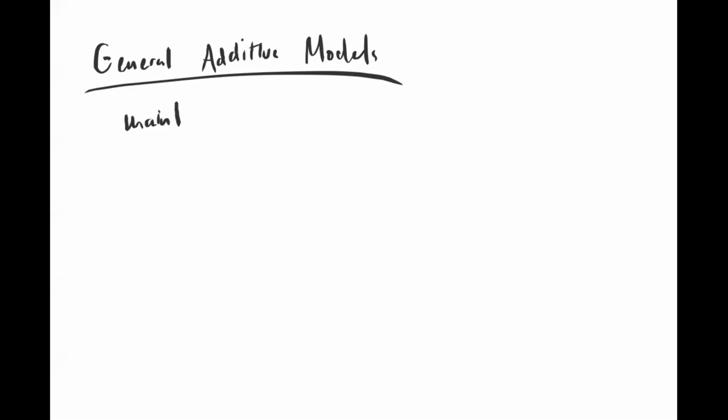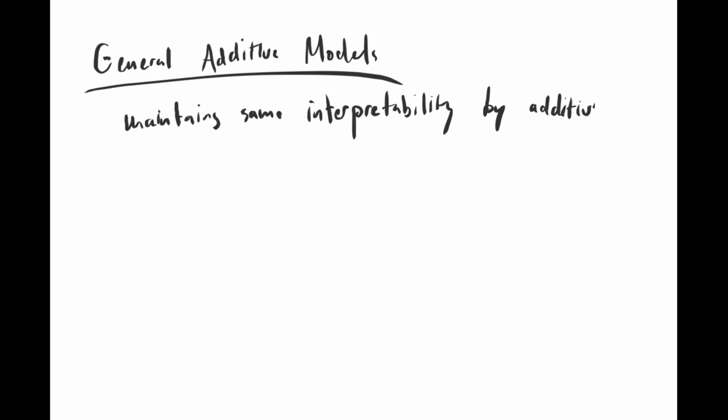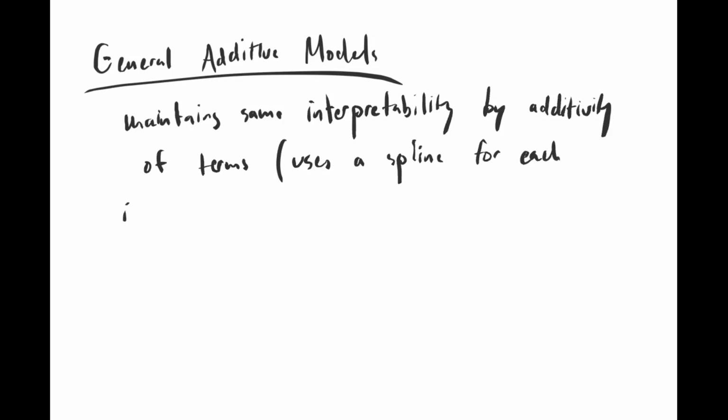So it maintains the same interpretability by additivity of terms. So this uses a spline for each individual variable and adds them together.